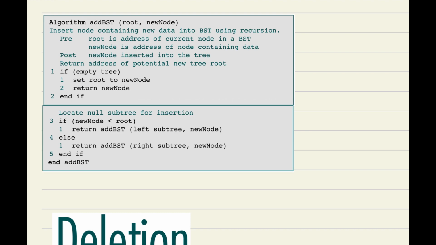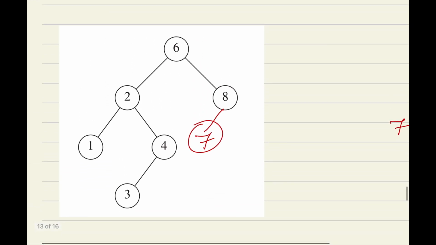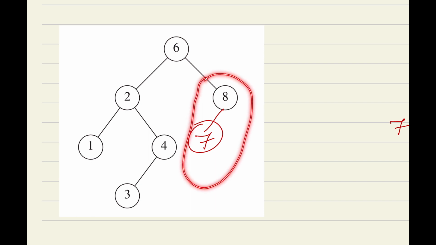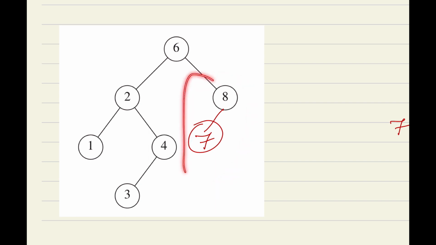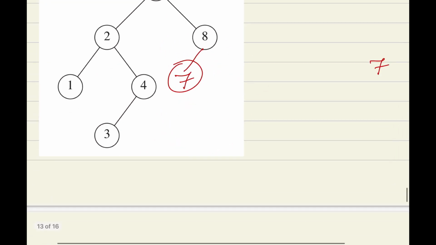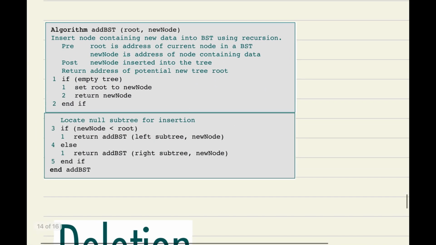Here you can consider, suppose you want to insert 7. First compare this 6, or this root value, with the new node 7. If the root is smaller, then consider this right subtree and 8 as the new root. That part we are doing here only. We are calling the same method, and here, previously it was root, now we are writing right subtree and new node.